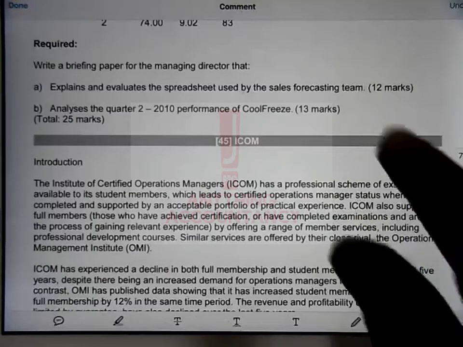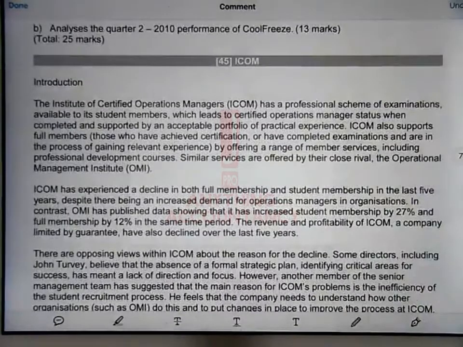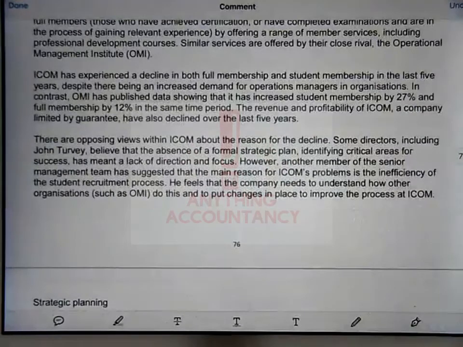Okay, no? Okay. ICOM has experienced decline in both full membership and student members in the last 5 years, despite there being an increased demand for operational managers in the organization. OMI has published data showing that it has increased student membership by 27% and full members by 12% in the same period. So, look, these guys are increasing, you are decreasing. Got it? Okay. The revenue and profitability of ICOM, a company limited by guarantee, has also been declining over the last 5 years. So, you got a drop in profit.